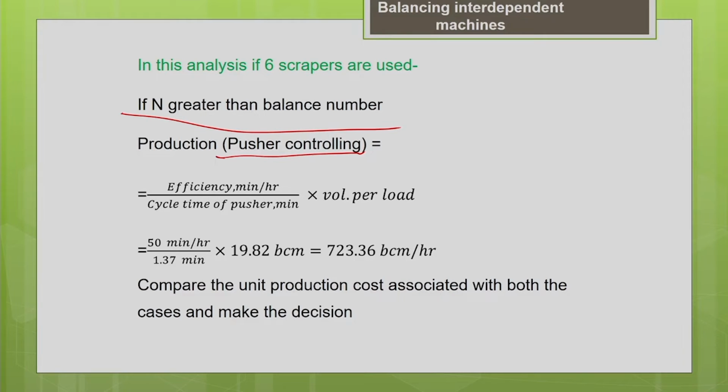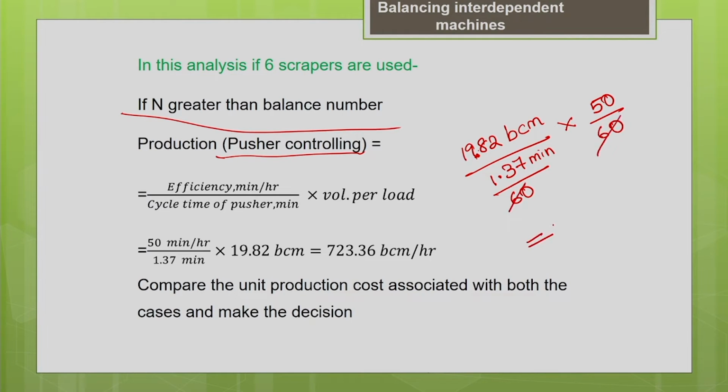So in this case, how to estimate the production? Production is pusher controlling. So the volume per load is 19.82 bank cubic meter divided by the cycle time of the pusher. Cycle time of pusher is 1.37 minute. Okay, convert it into hours, divided by 60. Now multiply by the job efficiency, machine is working for 50 minutes an hour. Let's cancel. So your production will be 723.36 bank cubic meter per hour. So that's what is given here.